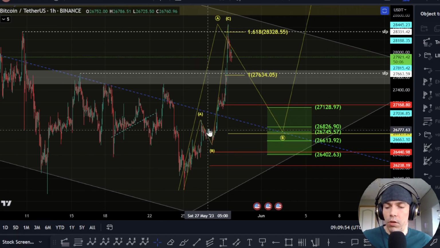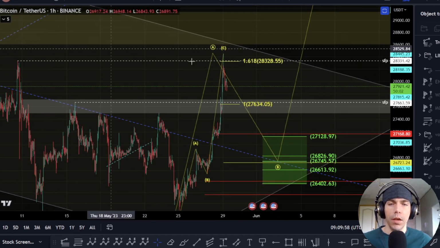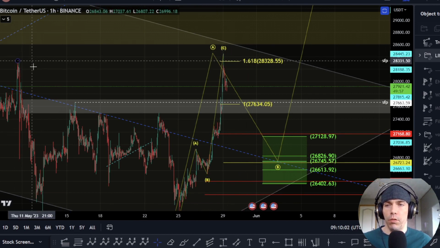We've taken that out, so I'm actually going to get rid of that off the chart now. Now, what we'll be looking for here is actually seeing whether we reject off of this high and we actually have a swing failure.